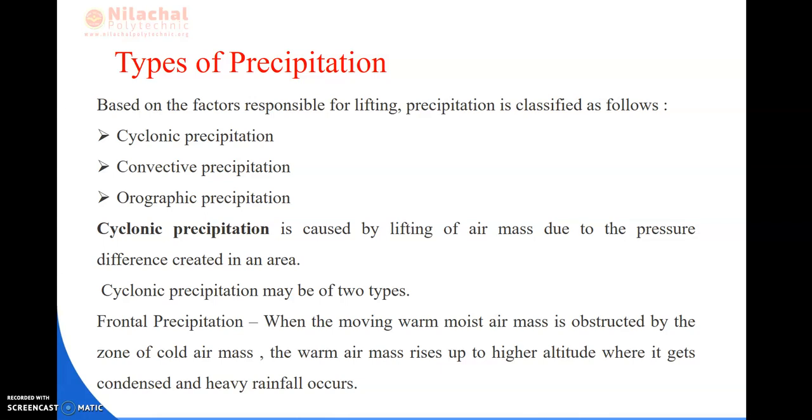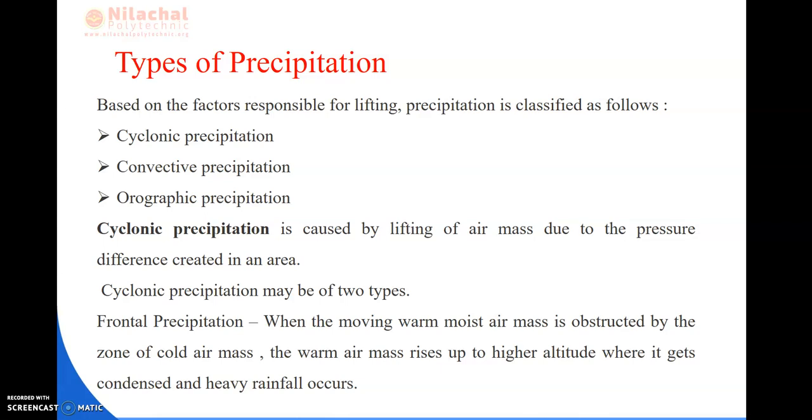First, I have told you there are three types of precipitation. First is cyclonic precipitation, then convective precipitation, and the last one is orographic precipitation. The first is cyclonic precipitation. In cyclonic precipitation, the precipitation is mainly caused by the lifting of air mass due to the pressure difference created in an area. Cyclonic precipitation is divided into two categories: first is frontal precipitation, next is non-frontal precipitation.